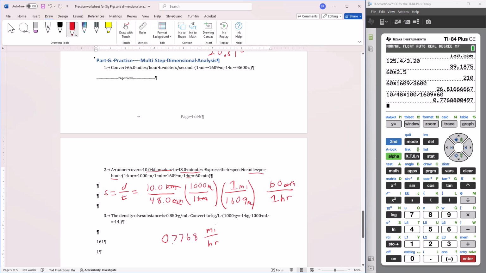Now notice here, I have three sig figs here, and three sig figs here. My answer has to have three sig figs. So this right here will be my 3, and this is the thing I need to round against. Since that is greater than 5, I'm going to round up. So this will round to 0.777 miles per hour.